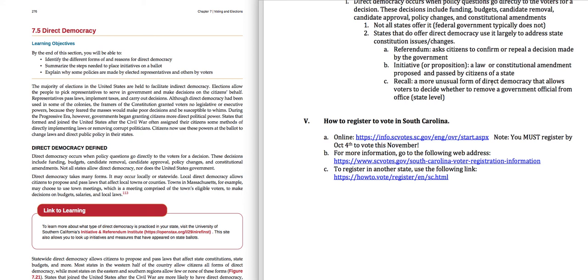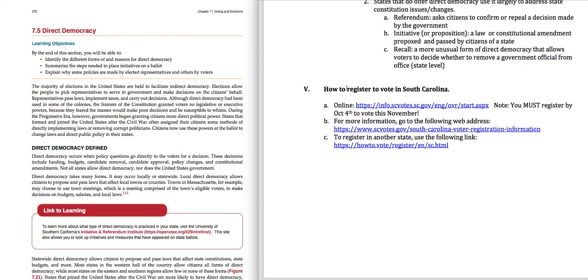South Carolina, you see referendums. California, you see propositions or initiatives. There's a mix of everything. One thing you also see in California, I'm sorry, I don't want to pick on the state here. They've had a rough year, but they do a lot of recalls. What's a recall? It's a more unusual form of direct democracy that allows voters to decide whether to remove a government official from office on a state level. They've done that a ton with their governors. So that's stuff where it goes directly to the people and says, hey, what do you want to do about this? I added a final section here, how to register to vote in South Carolina.